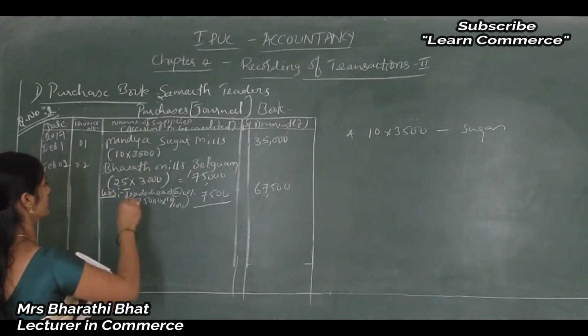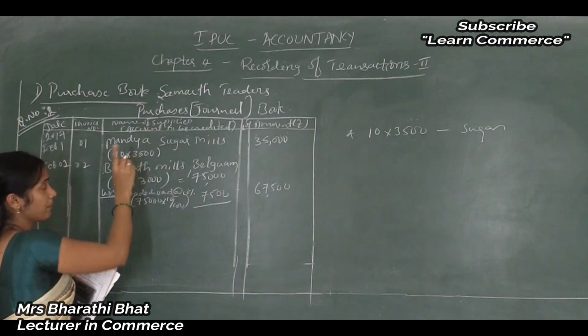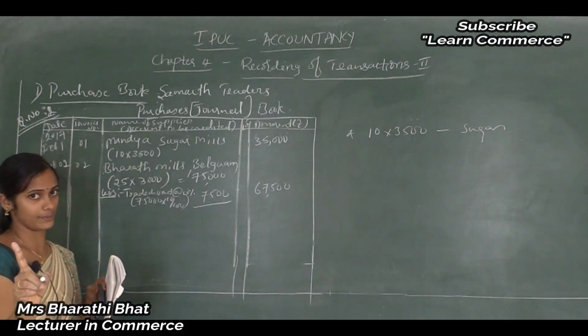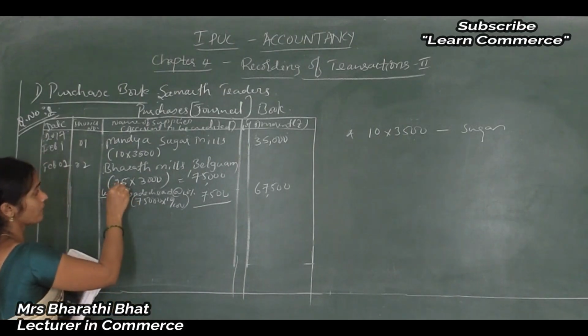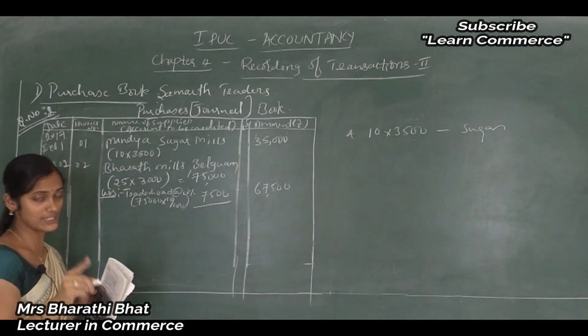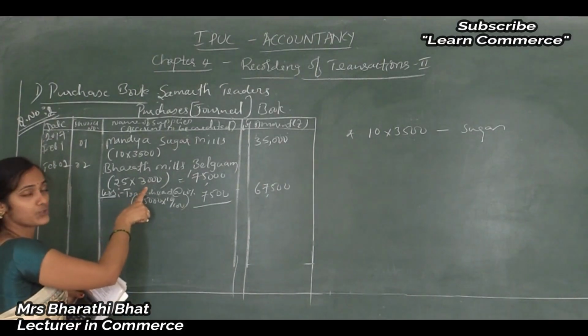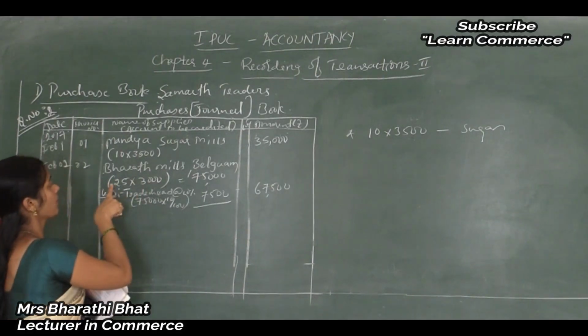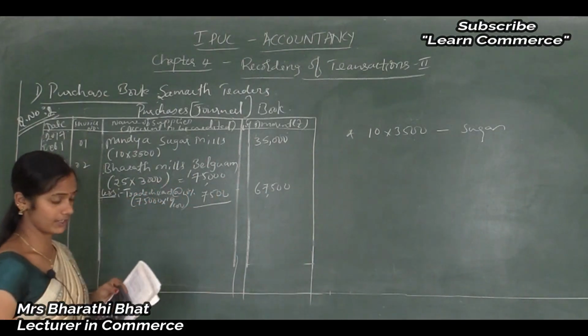No, right? So in the earlier one we purchased 10 quintals and per quintal 3,500. In the next case we purchased 25 bags, means 25 quintals, and per quintal Samarth Traders paid 3,000. So 25 into 3,000, 75,000 less trade discount, amount in the amount column.